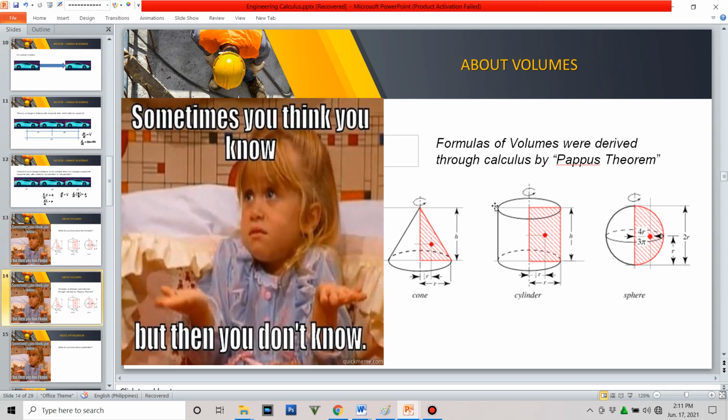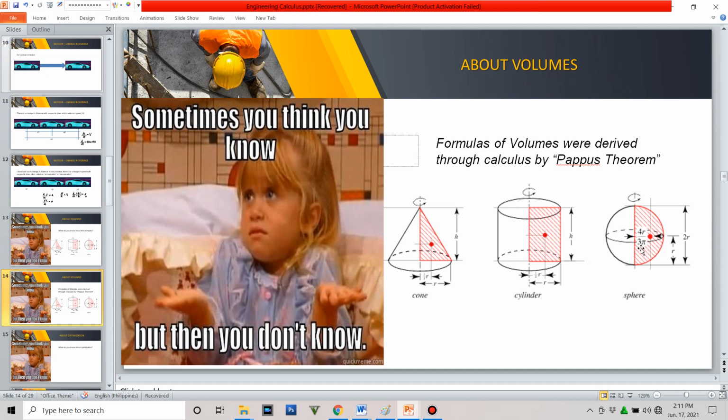Formulas of volumes were derived through calculus by Pappus theorem. How is this? If we notice, if we're going to rotate a certain triangle on its vertical axis, it will form a cone. And then if we have a rectangle rotated at the vertical axis on one side, it will form a cylinder.